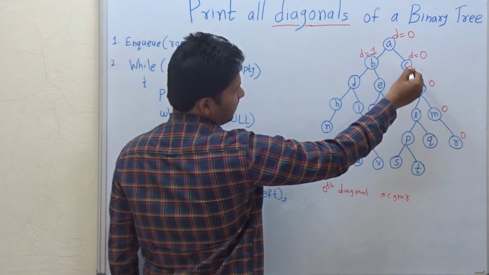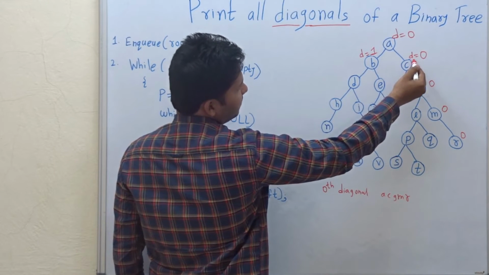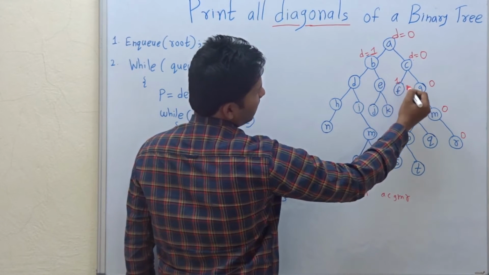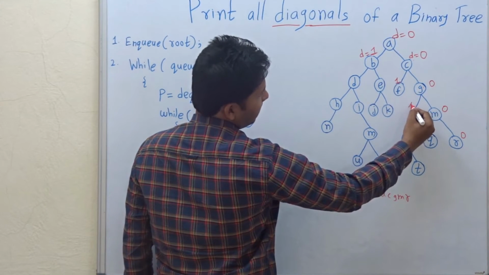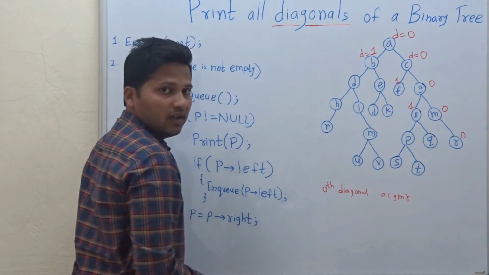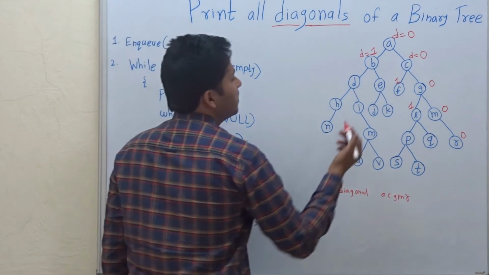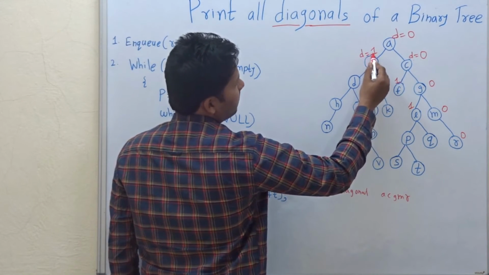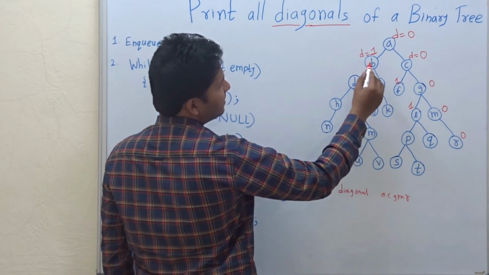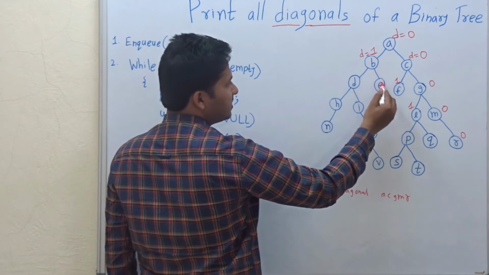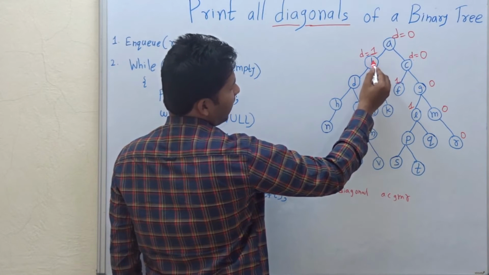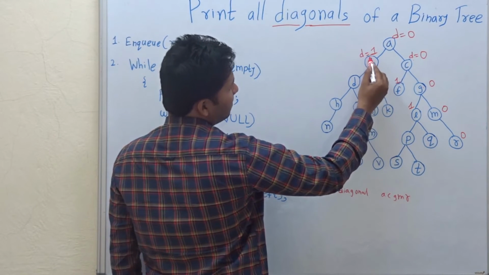Go next. Now the left child of C is F, so it will be marked as 1. The left child of G is L, will be marked as 1. M doesn't have left child and R does not have left child. Now when we mark 1, then do the same process as we did in this case. That is, mark the right child series as the same distance. So D is equal to 1, we have marked it. Now mark the right child series.